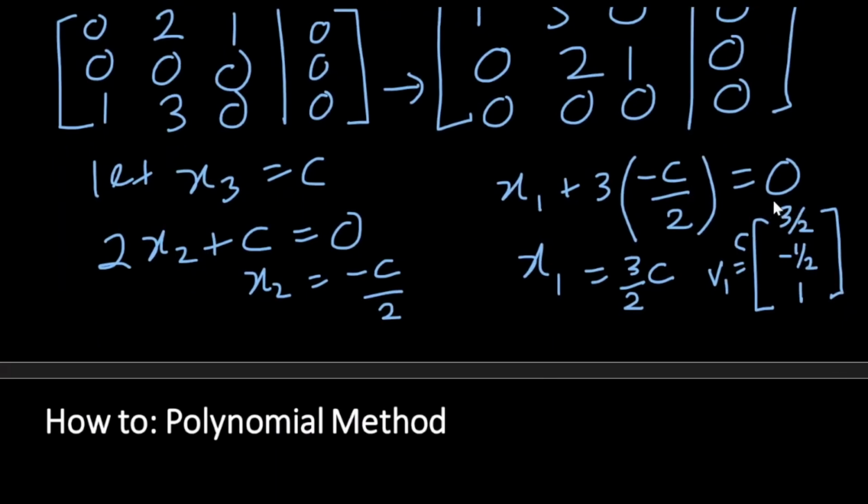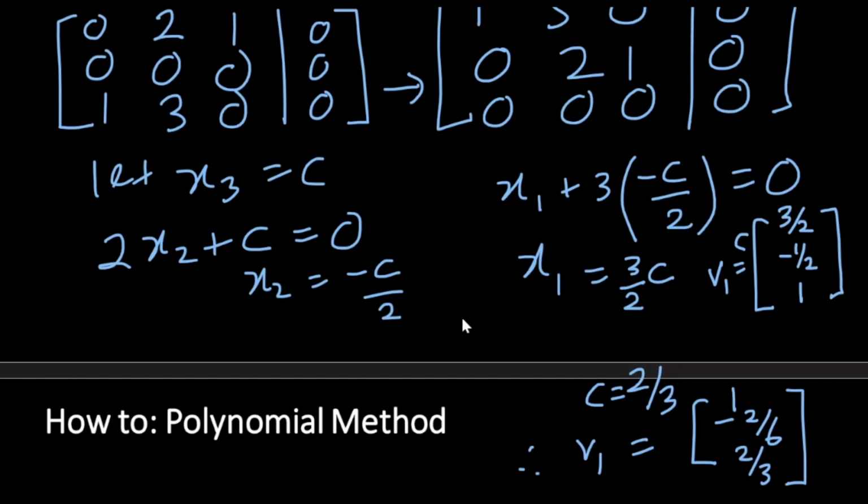Remember, the highest magnitude would be 1, but 3 over 2 is greater than 1. And so what I do is, I take c as 2 over 3 in order to transform 3 over 2 to be 1. And so v1 would be 2 over 3 multiplied by 3 over 2, which is 1. 2 over 3 times negative half is negative 2 over 6. And 1 multiplied by 2 over 3 is 2 over 3.